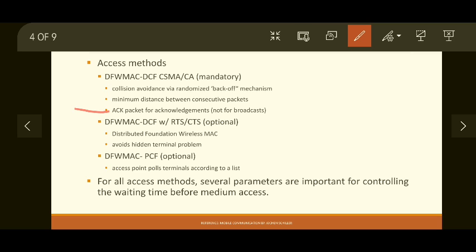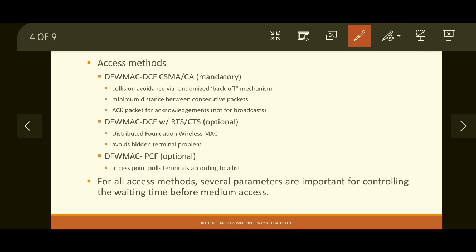Then the second method, as I said, is for solving the hidden terminal problem, and it is based on the MACA method that we studied in the first chapter. It uses RTS and CTS packets. We will see that later on. And the third one is based on polling. Polling means asking each user one by one whether they want to access the medium or not. Again, we will see that in detail afterwards.